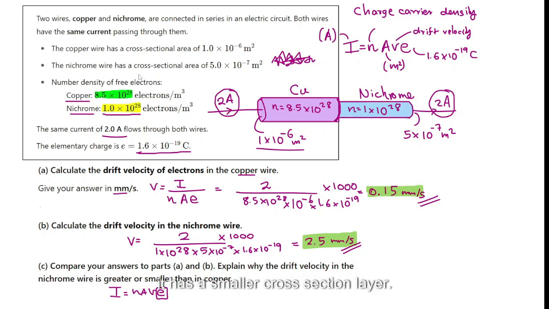Also, it has a smaller cross-sectional area. Copper has an area of cross section in the region of 10 to the power of negative 6. Nichrome is 10 to the power of negative 7, a bit smaller. So it has a low area of cross section and a low value of n. But at the end of the day, the product nAv for copper and nAv for nichrome should be the same because it is the same current. The only way to make it up is by having a larger value of v.